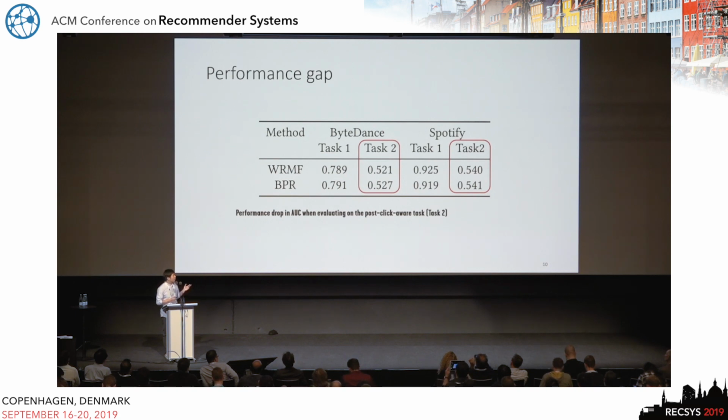We can see that on both datasets, the first ranking task actually yields pretty good performance, and people might be satisfied that we can correctly predict the clicks. However, when we evaluate on the second task, where we want to actually put the click-complete items above the click-skip items, we see a huge drop in the AUC of this task.